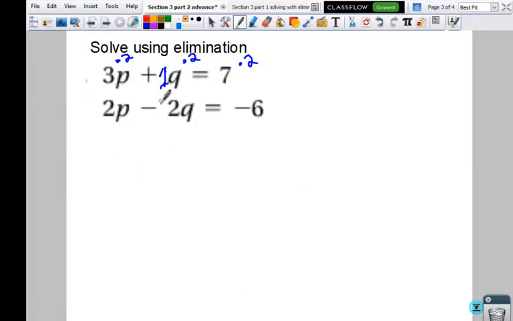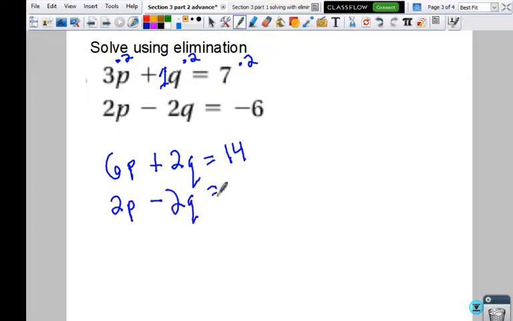Alright, we're going to multiply by 2 everywhere, and only the top one is going to change when I multiply by 2. So I'm going to go 3 times 2 is 6, so I have 6p, plus 2q equals 14. On the bottom piece here, I have 2p minus 2q equals negative 6. And now we're back on step 2. So step 1 was get the same positive and negative.